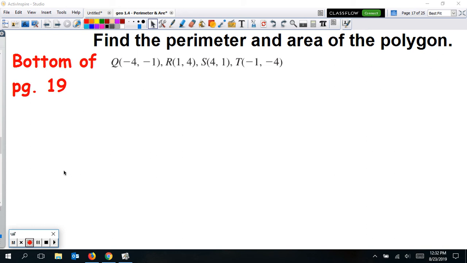And this one I want you to put on the bottom of page 19, right below that core concept with polygons. And you're going to just go ahead and draw your own coordinate plane, x-axis, y-axis, and plot Q, R, S, and T on that coordinate plane. And then we're going to find the perimeter and area of that polygon. It's a quadrilateral, so it's 4 sides. It's going to be like a rectangle. So go ahead and pause the video and plot that down there on the bottom of page 19.